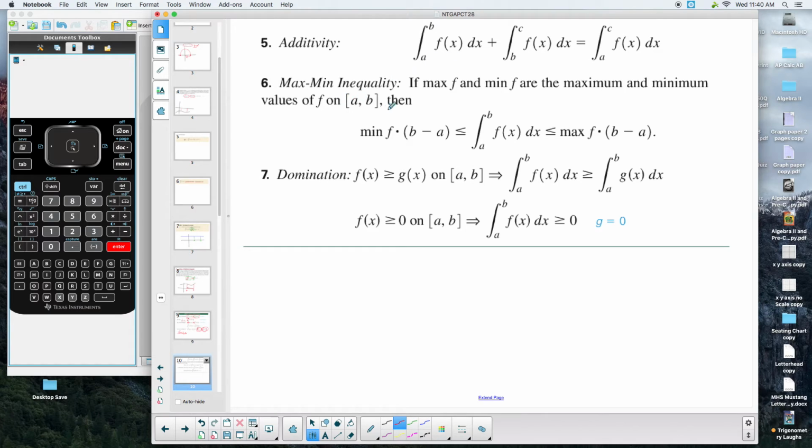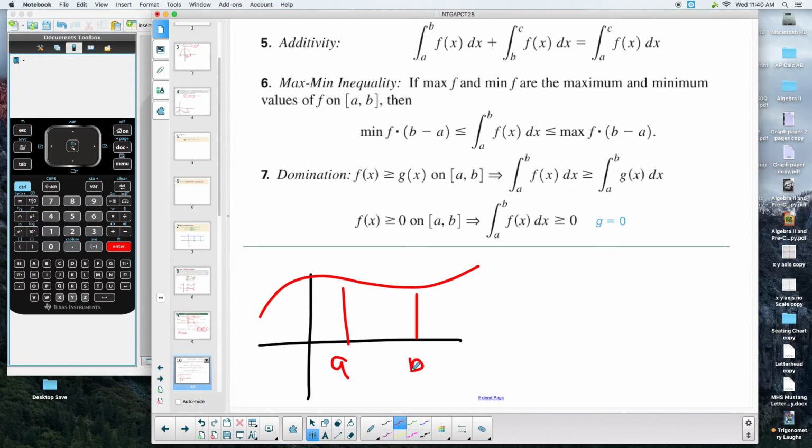All right? Now 5. 5 is a big one. 5 is one that could be very useful. What 5 is saying is we have a function. Find the area from a to b of the function. Then you find the area from b to c. Well, why go from a to b and then from b to c when you can just go from a to c? As long as these match up like this, you can do that.